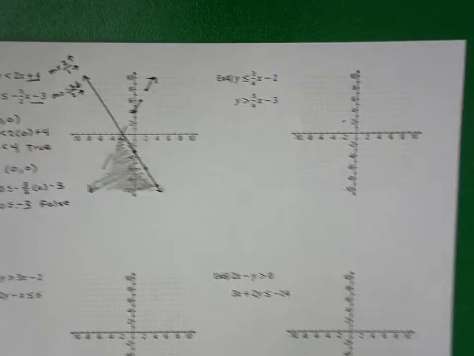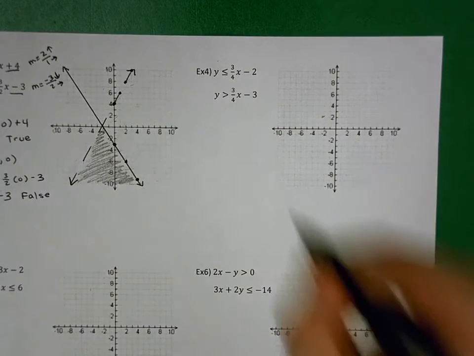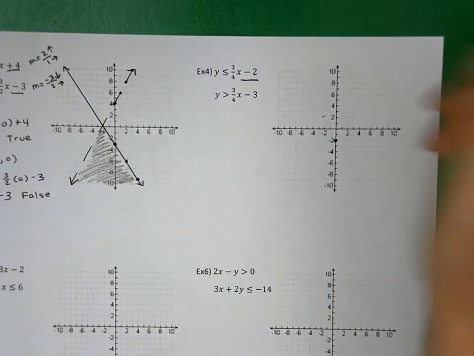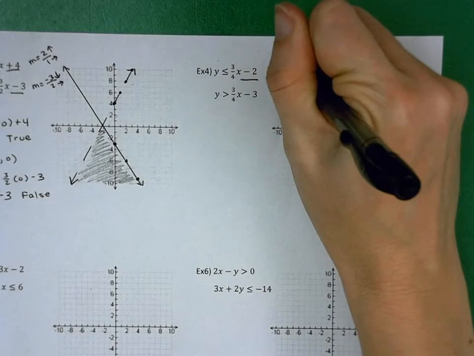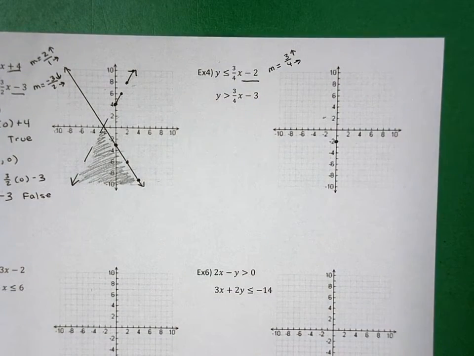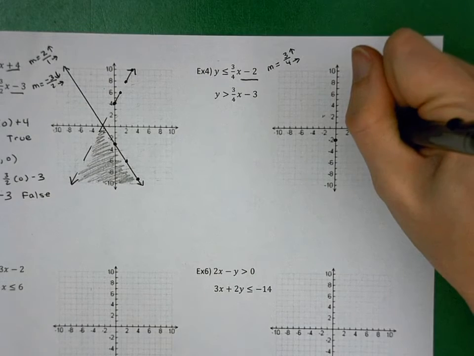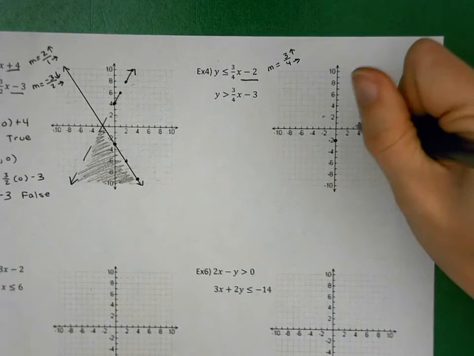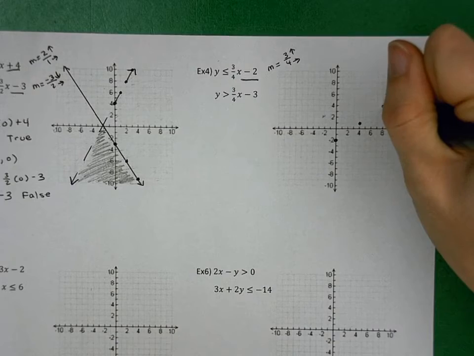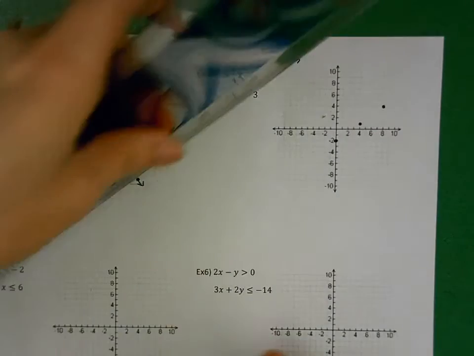Example 4, which is y is less than or equal to 3/4 x minus 2. There's my b. My m in this case is 3/4, which means we're going up 3 and over 4. So up 3, 1, 2, 3, over 4. And then this is an equal to symbol, and so it's going to be a solid line.